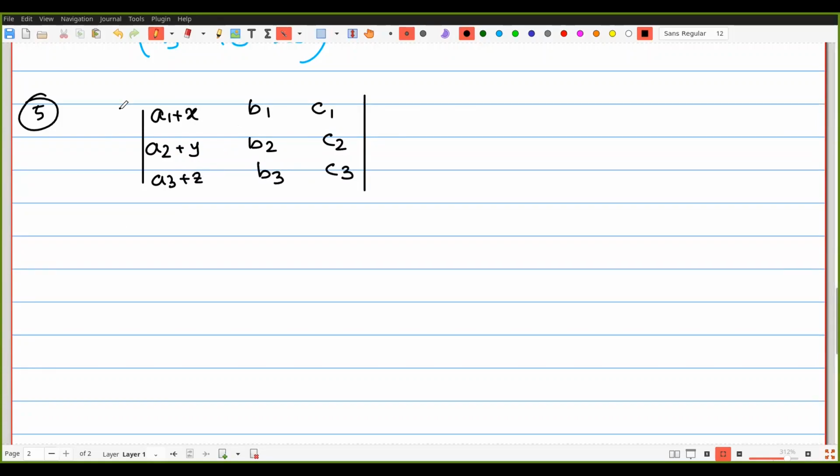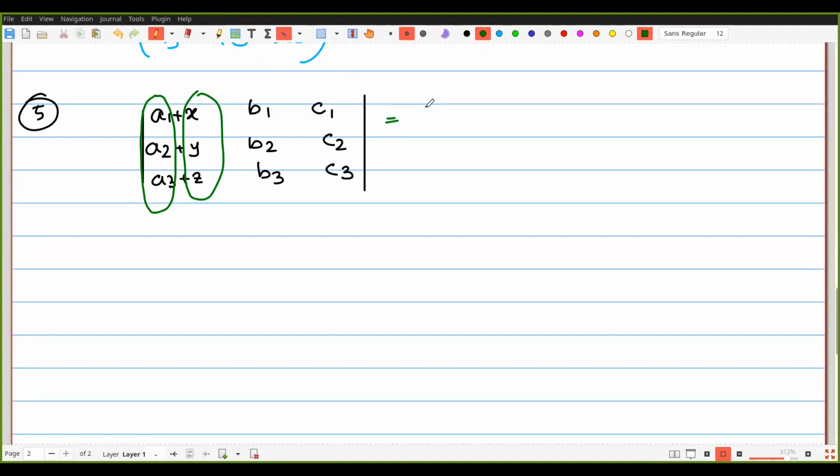Okay, look at the first column. We have just expanded it in a way, and the expansion is using the plus sign. So we can use that one and decompose the total determinant.